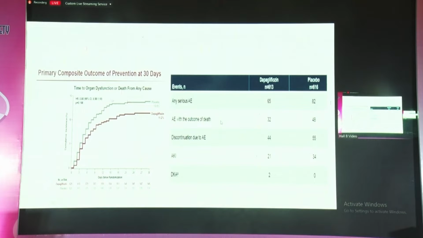You can see that the primary composite outcome was not significantly different. Dapagliflozin was non-inferior, but not superior. But my point here is the adverse effect profile in that study. If you look at placebo versus dapagliflozin, at the AKI percentage and death, there was no significant difference in any serious adverse event between dapagliflozin and placebo. So even in that acute setting, though the objectives are different, it is at least reassuring that dapagliflozin was not associated with any serious events in the acute setting.